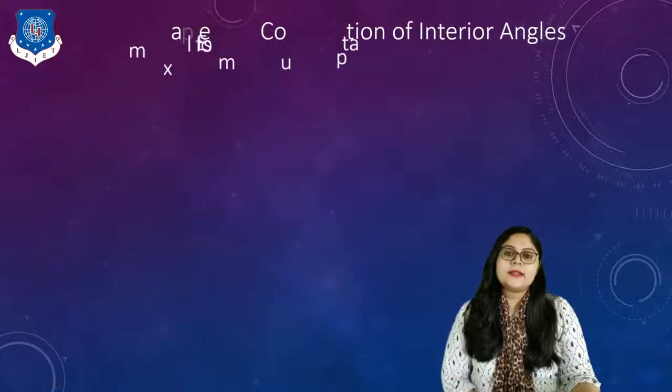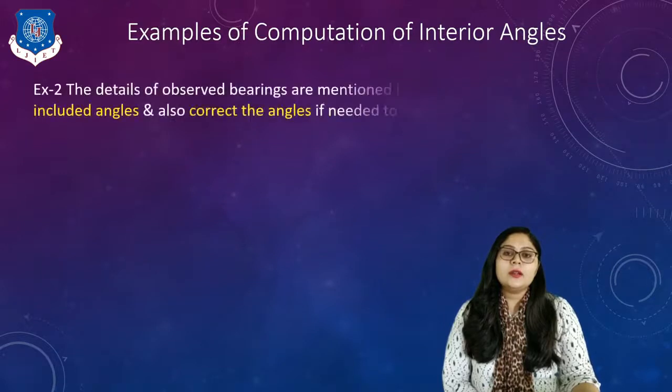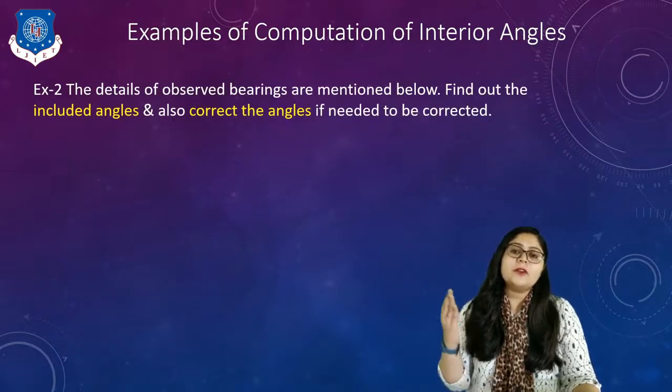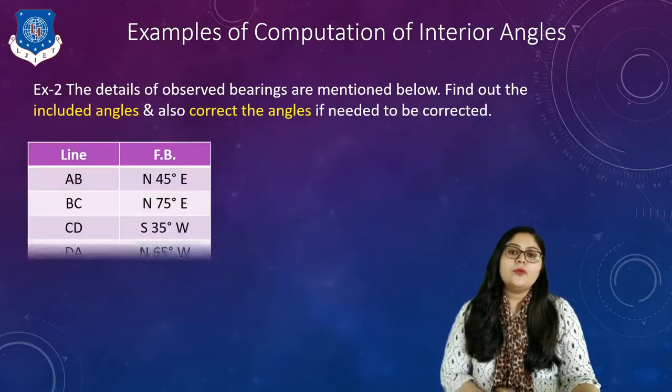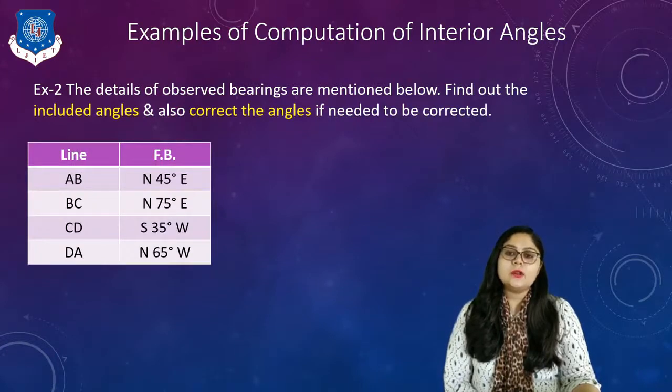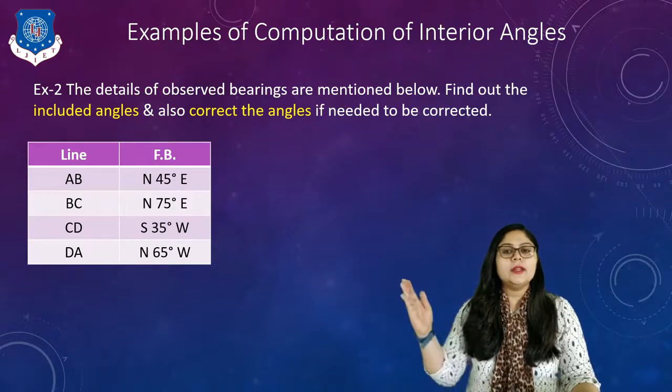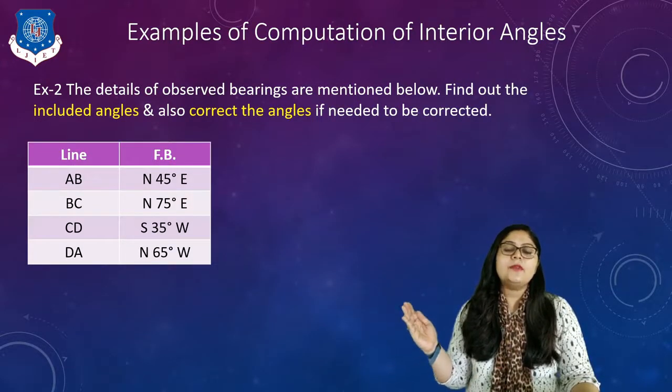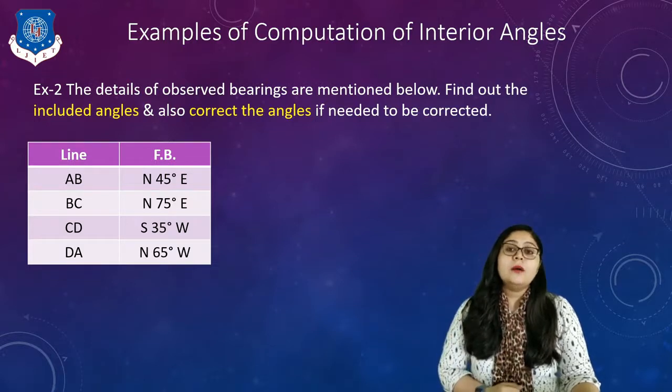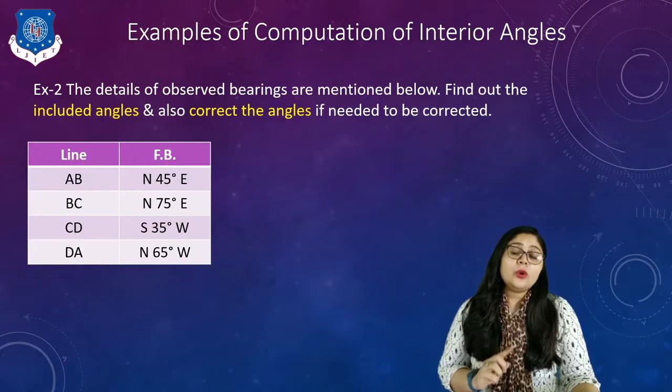Now let's see the next example, right? So here the example says the details of observed bearing are mentioned below. Find out the included angle and also correct the angles if needed. Here on screen you can see the table in which the lines AB, BC, CD and DA have the value of fore bearing only. But we don't have the value of back bearing. But we know that we can calculate the back bearing values, right?